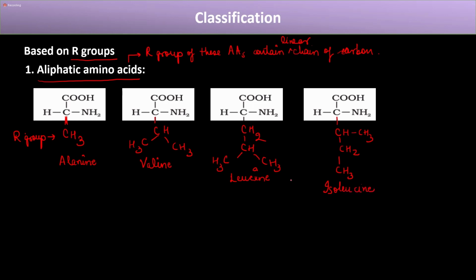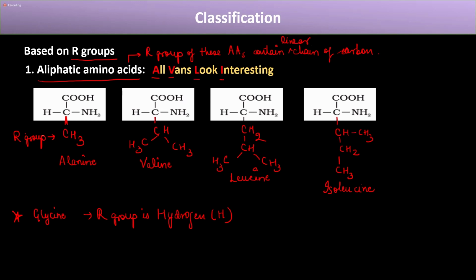So these are the four. I was talking about the aliphatic amino acids, and there are four of them: alanine, valine, leucine, and isoleucine. You can remember this by the mnemonic "all vents look interesting." Apart from this, we also have one aliphatic amino acid in which we don't have a chain of carbon, but instead we have hydrogen as the R group. That amino acid is called glycine.